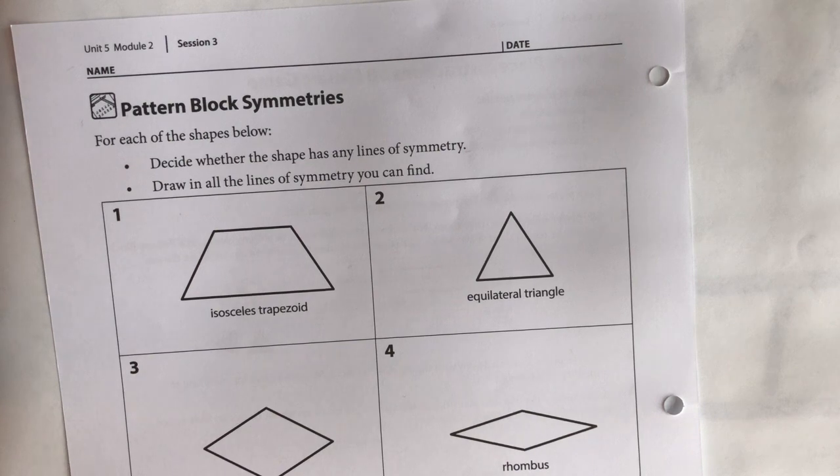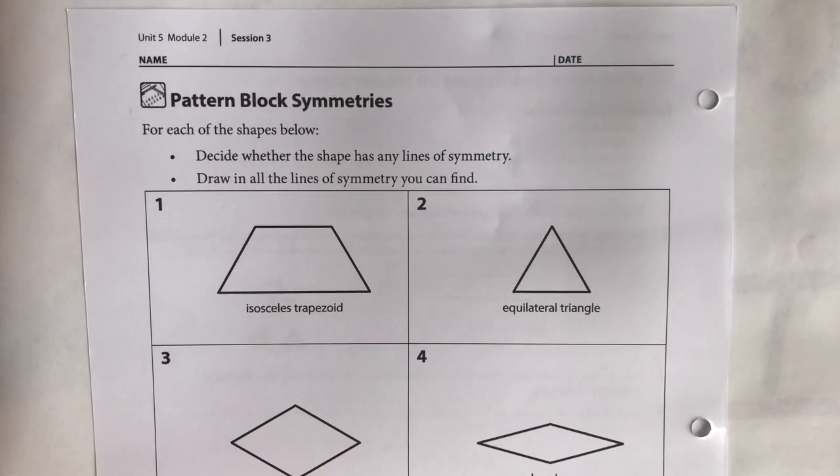All right, for the rest of your class, I want you to go to page 186. So this will be your assignment for today. And it says pattern block symmetries. For each shape below, decide whether a shape has a line of symmetry and draw in all of the lines of symmetry you can find.